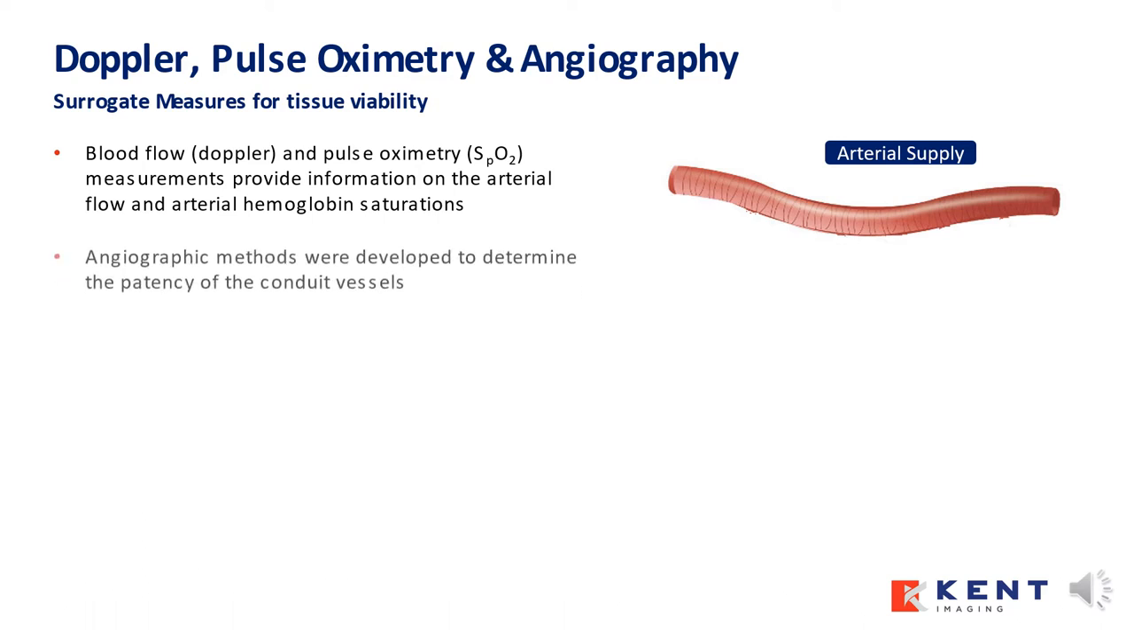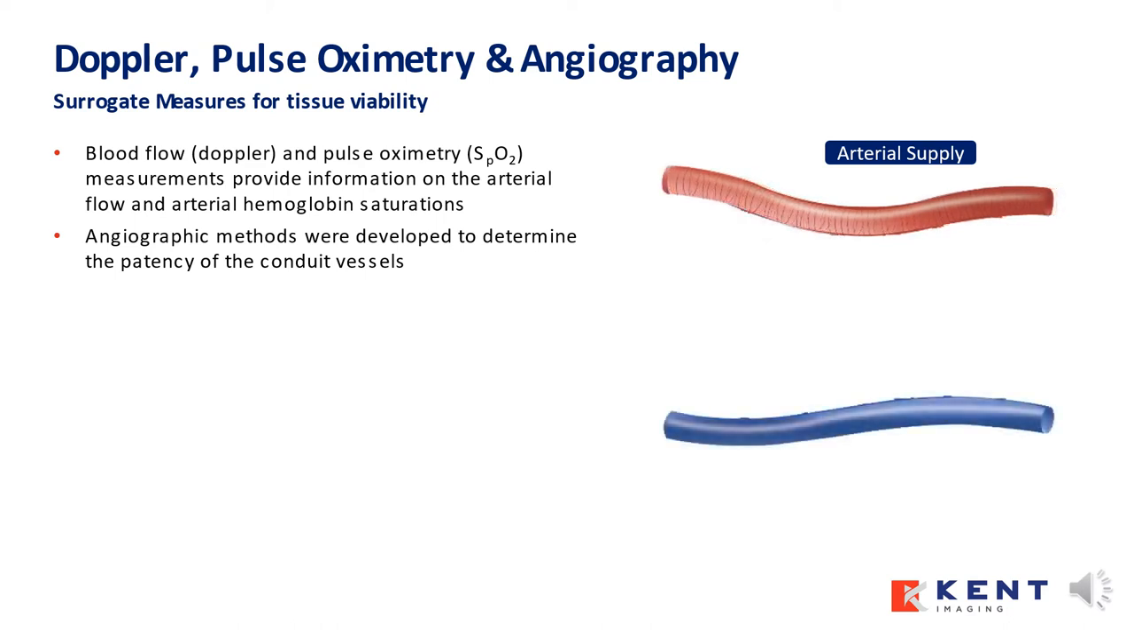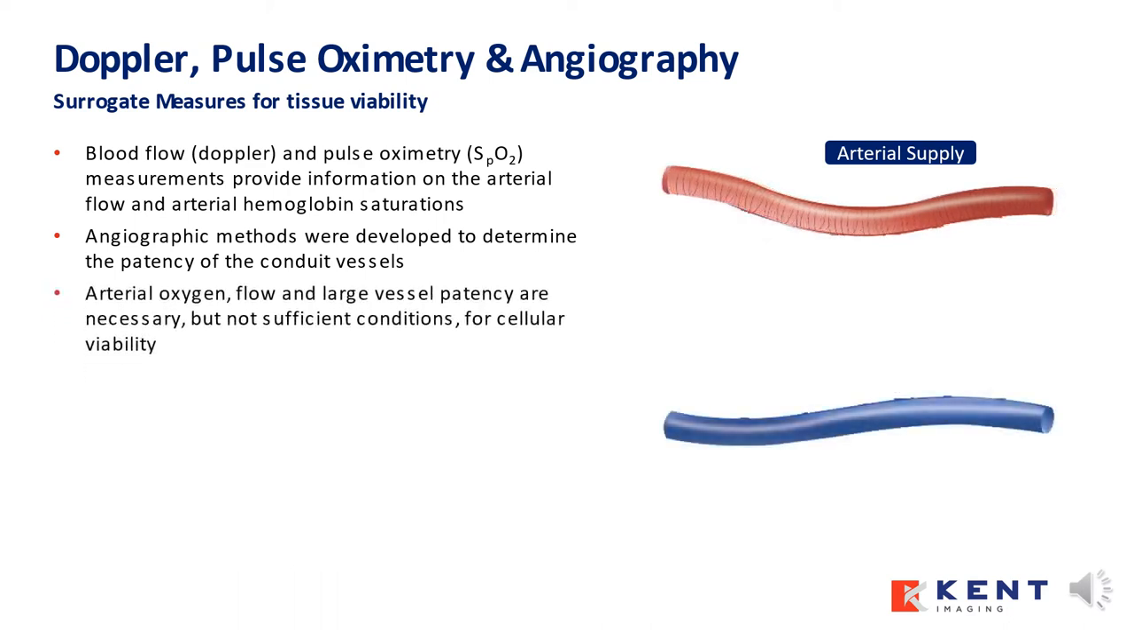Angiographic methods, such as ICG fluorescence imaging, were developed to determine the patency of the conduit or larger vessels. While arterial oxygen, arterial flow, and large vessel patency are both important and necessary for sustaining cellular viability, they are not sufficient conditions for ensuring it.